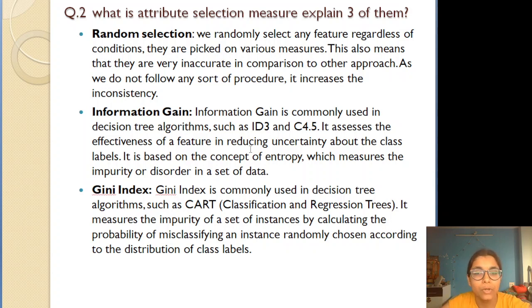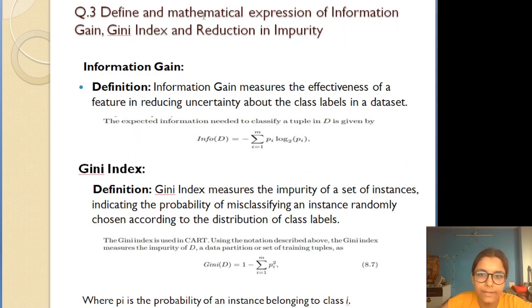It measures the impurity of a set of instances by calculating the probability of misclassifying an instance randomly chosen according to the distribution of class labels. Next, we have to define and give the mathematical expression of information gain, Gini index, and reduction in impurity.